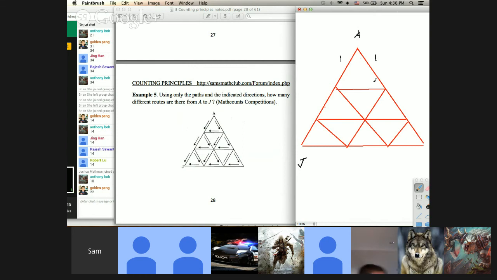So it starts at 1, and if it doesn't meet anything, it continues as 1. So for example, this one continues as 1. And then these two meet right here, so they go off as 2.